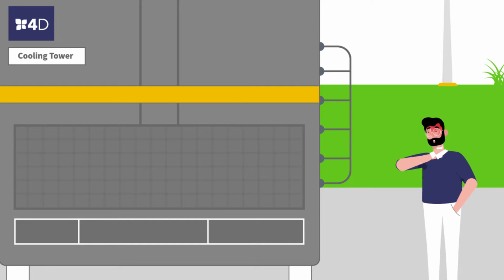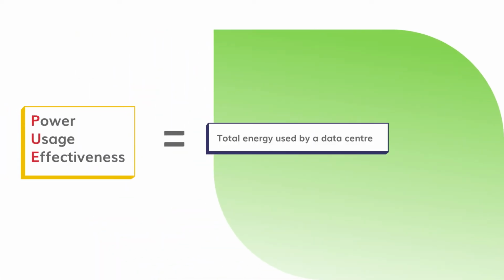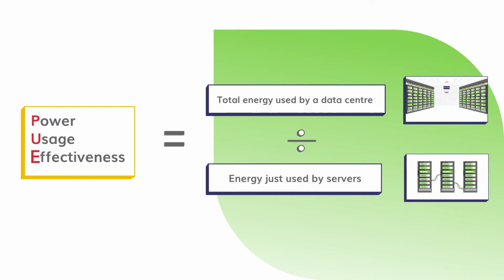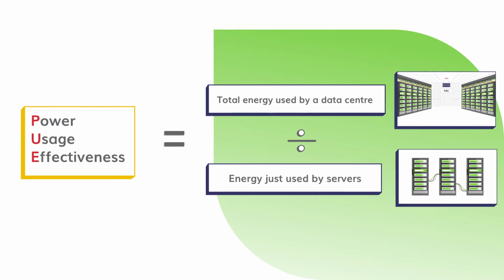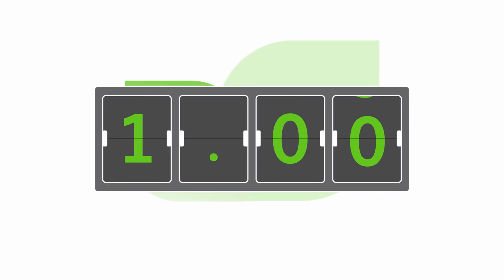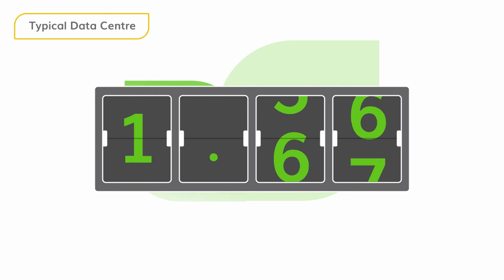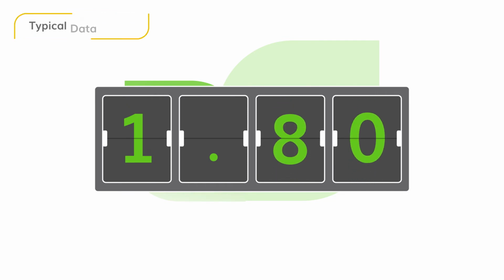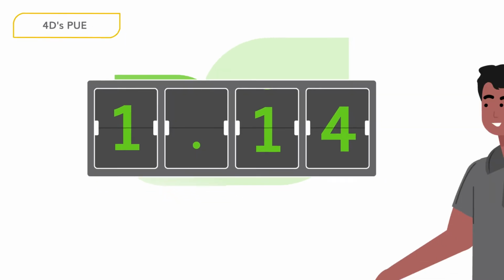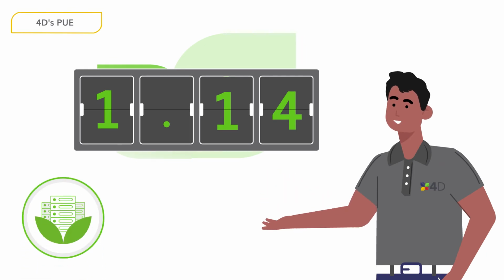Pretty cool. This significantly reduces the energy we use and our Power Usage Effectiveness, or PUE score, the standard measure of how efficient a data center really is. A PUE score of 1 is the theoretically perfect result. While most data centers typically score 1.8 or higher, we at 4D have an industry-leading average PUE of 1.14, making us one of the greenest data centers in the world.